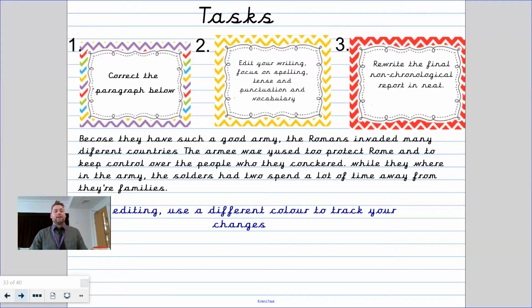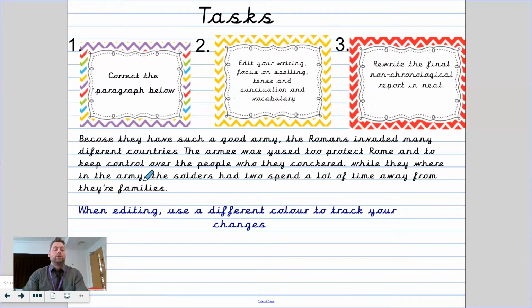So what you're going to do today is you're going to have a look at this paragraph below. All right. And what you need to do, you need to rewrite this paragraph out, making the corrections as you go along. Then for task number 2, you edit your writing, what you've done yesterday, with a different color so that you can see what changes you've made. And then if you've got time, you can write the final part of the non-chronological report, but only if you've got time.